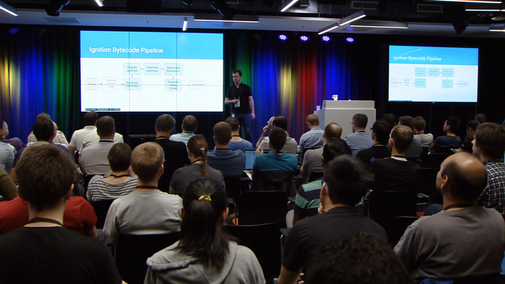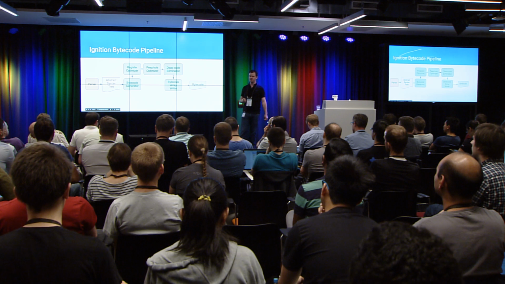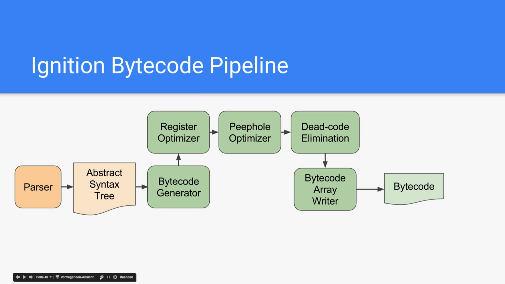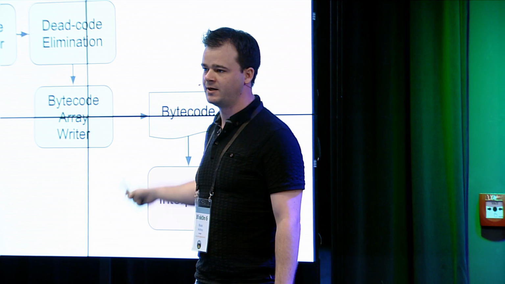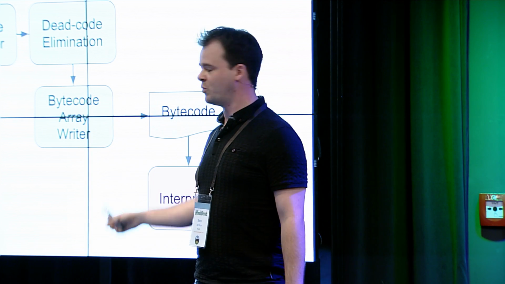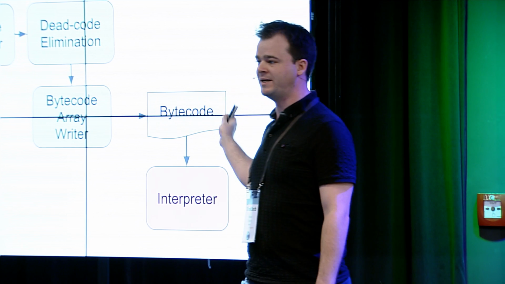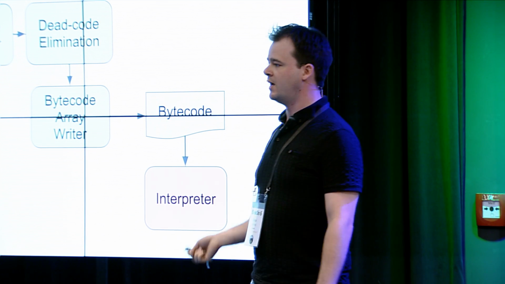Then we feed that into the bytecode array writer, which writes the bytecode, and then when we want to execute the bytecode, that's fed to the interpreter, and the interpreter executes the bytecode. So I hope you can see here that basically we've generated another compiler. This is a compiler which happens to compile to bytecode rather than machine code.